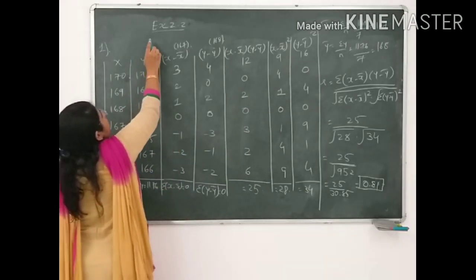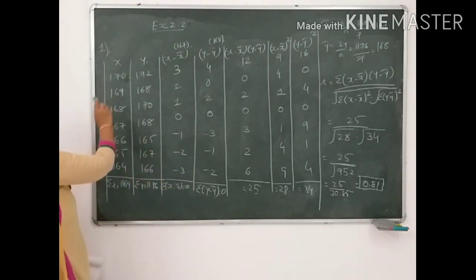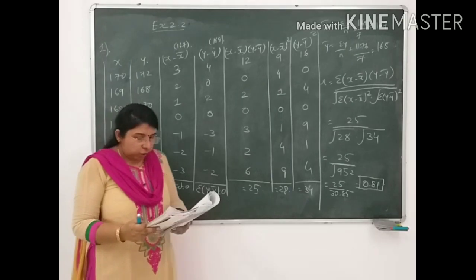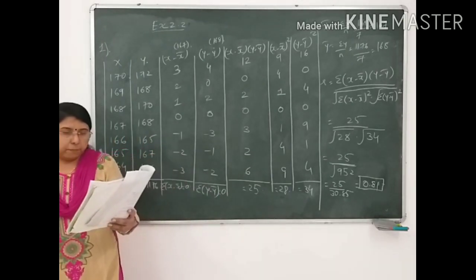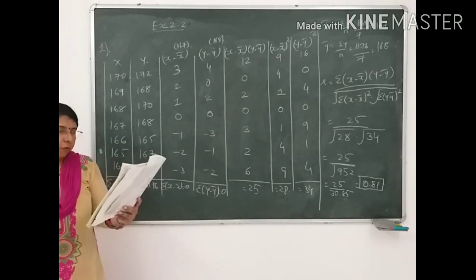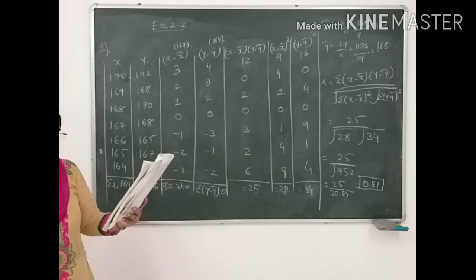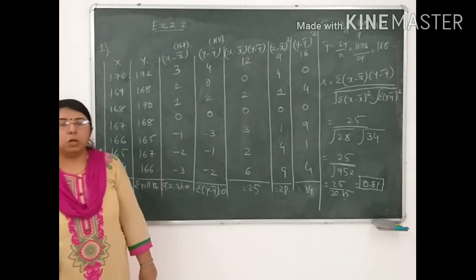Students, let's start with exercise 2.2 of your textbook. What is the question given over there? I am reading: from the following information obtained from a sample of 7 families of a society regarding height of father in centimeter and height of his adult son in centimeter, calculate the correlation coefficient.